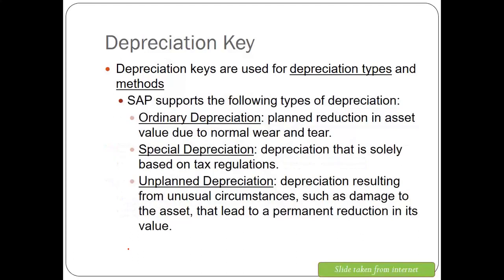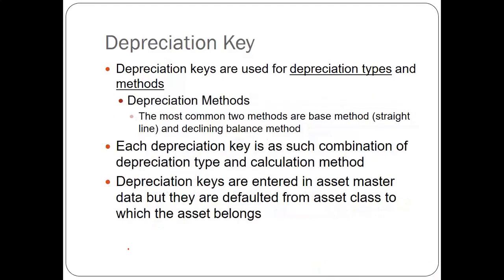So remember, a depreciation key is composed of a depreciation type, which is one of these three types, and a depreciation method. We all know depreciation methods, as we are accounting students: the straight line method, declining balance method, sum of the years digits method, and production units method. So there are different methods. Each depreciation key is as such a combination of depreciation type and calculation method, right? I am repeating it again just to make the concept very clear.